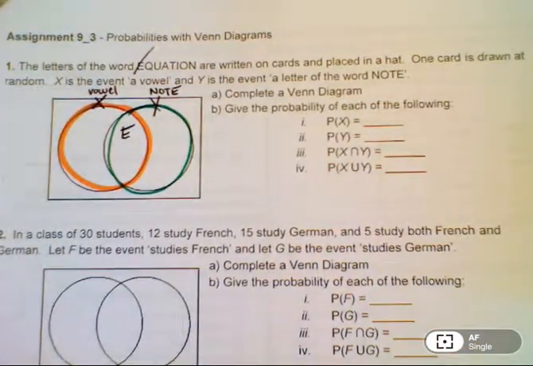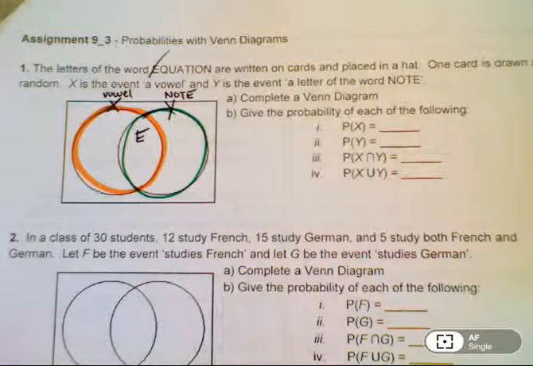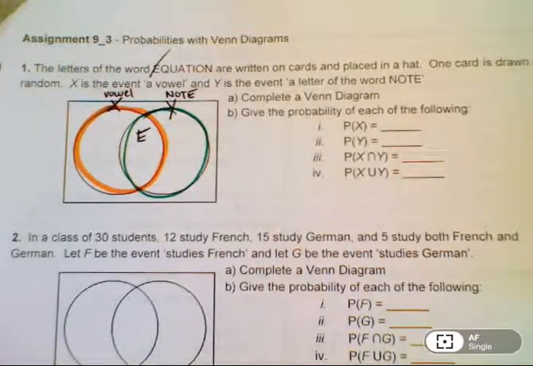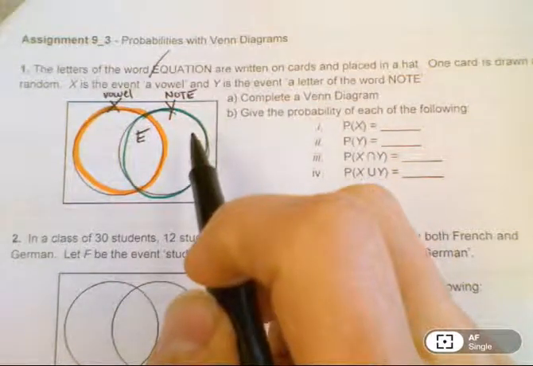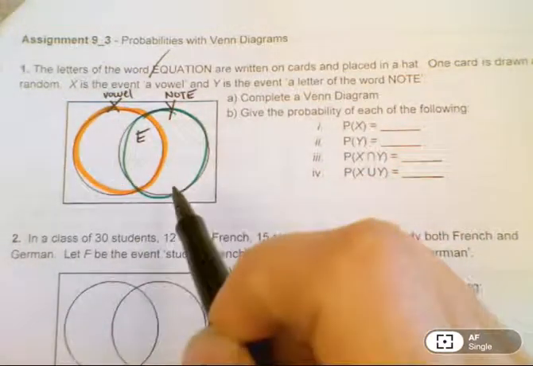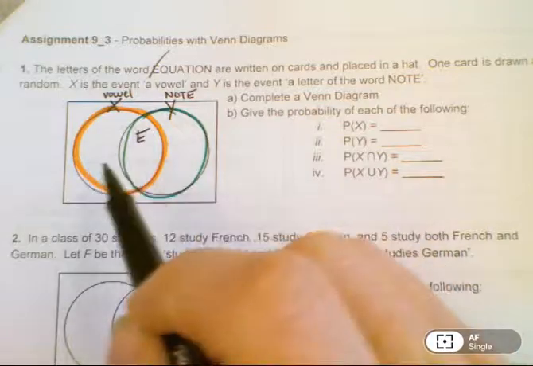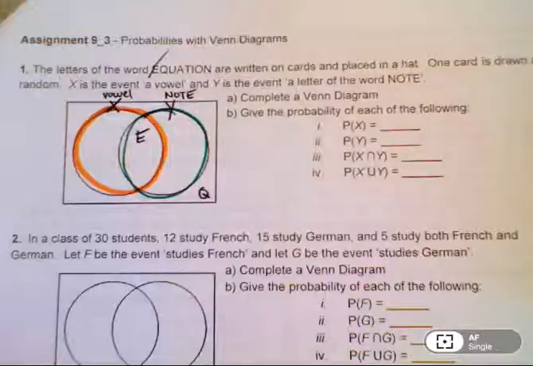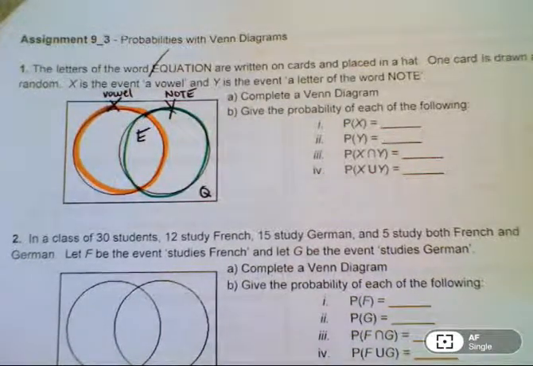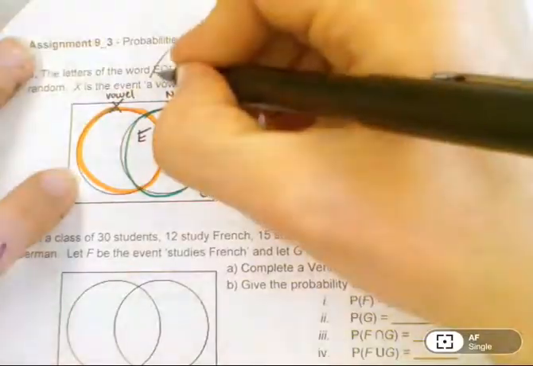Let's think about the Q. So the Q, it's not a vowel. It's not in the word note. So it belongs in the universe, but it does not belong in the Venn diagram. So I hope you remember where we put it. We'll just stick it in the corner. Okay, it does not go in the Venn diagram at all, but it does need to go in the universe. So we're done with Q.